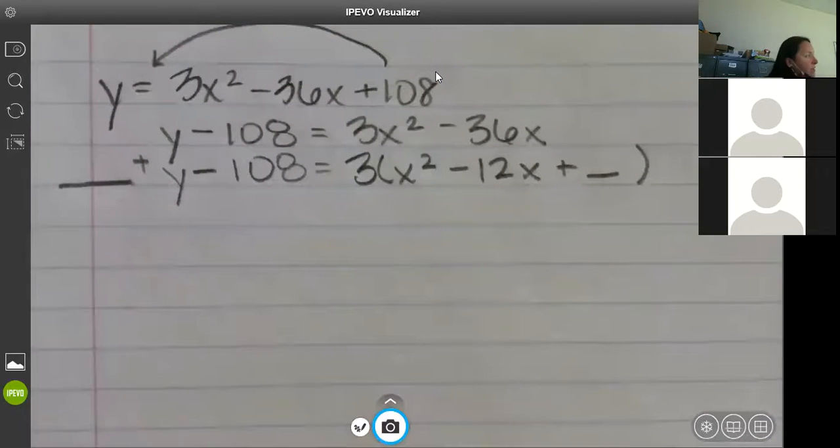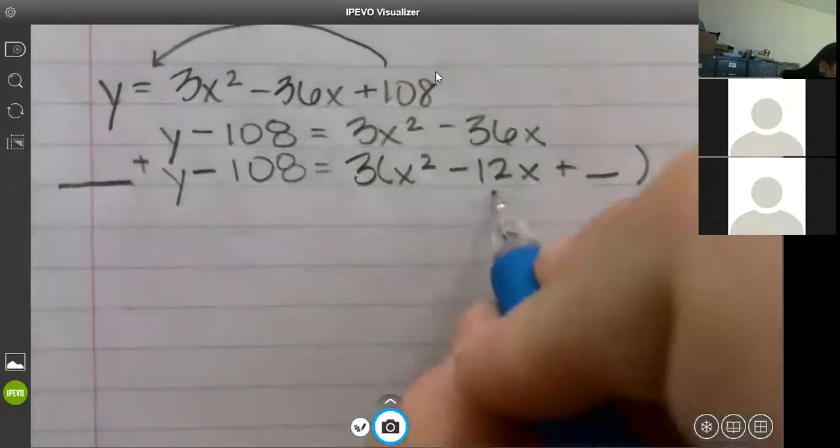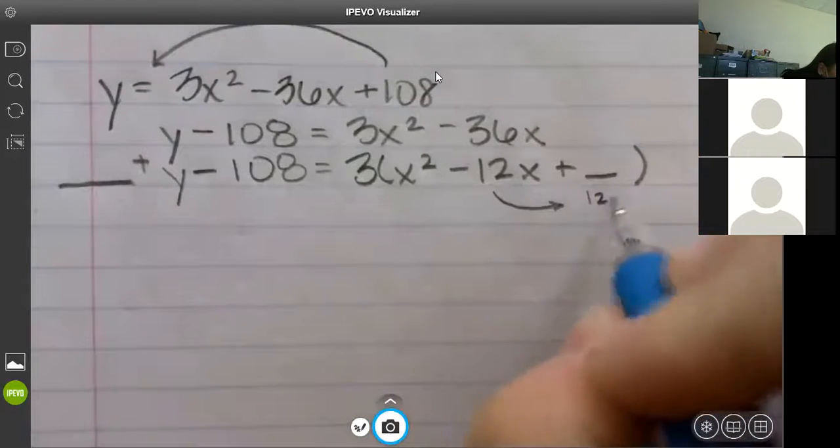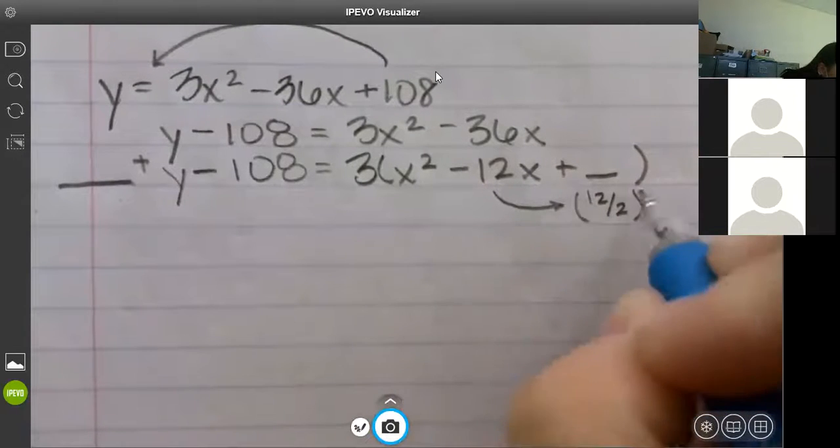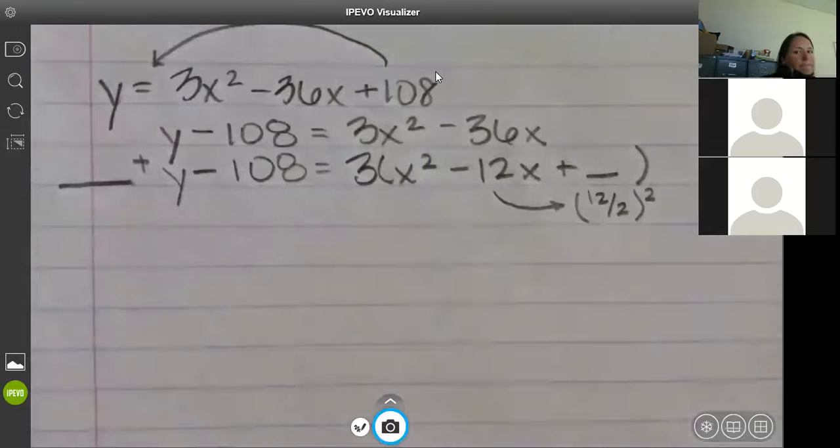Do not worry about that 3 that I pulled out. Do your completing the square like normal. 12 divided by 2 squared. What is that? 36.